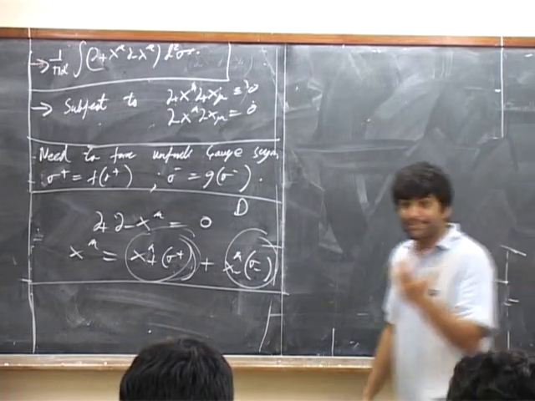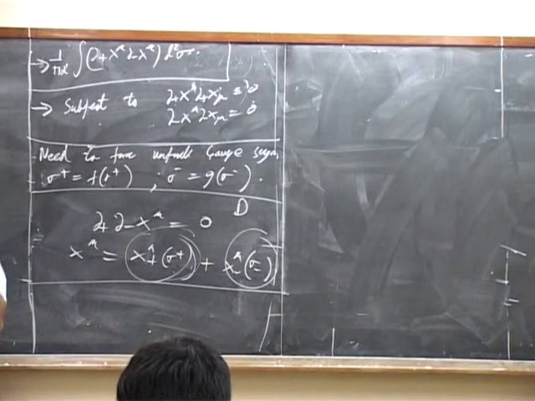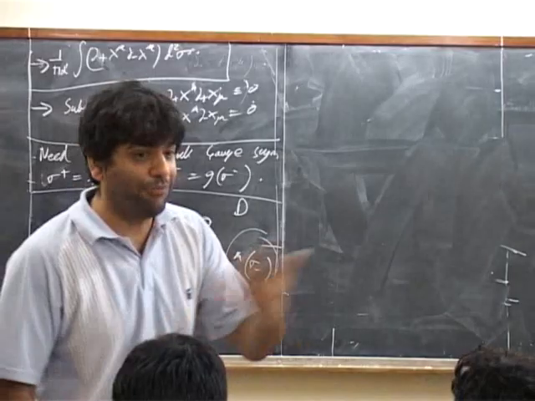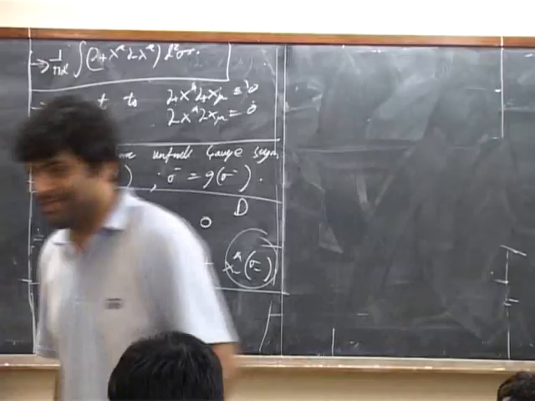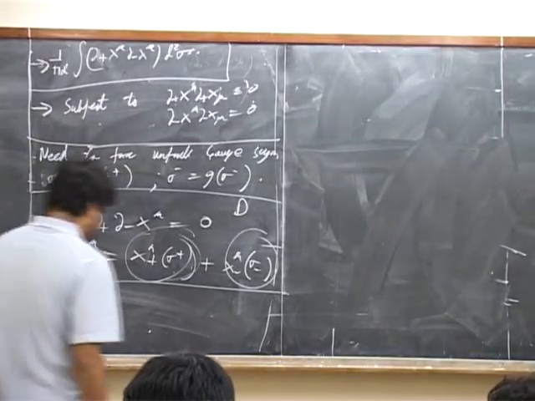We've already seen that the phase space of our system is made up of D minus 2 functions of sigma plus, and D minus 2 functions of sigma minus. So the quantization should reflect that.